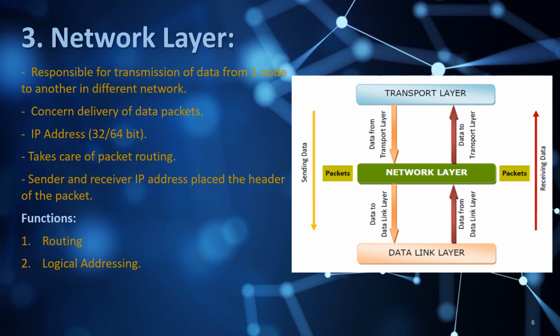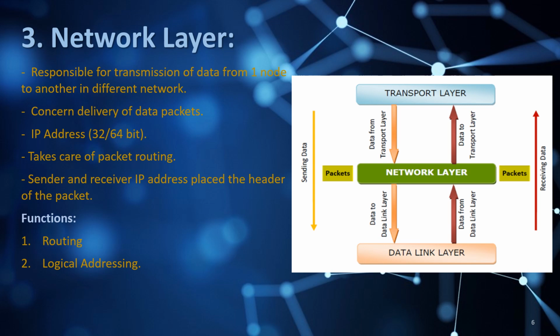The main responsibility of the network layer is transmission of data from one node to another in a different network. What does the data link layer do? It transmits the data from one node to another in the same network, so it uses the MAC address in the layer 2 network. The network layer, which is layer 3, what does it use? It uses the IP address.